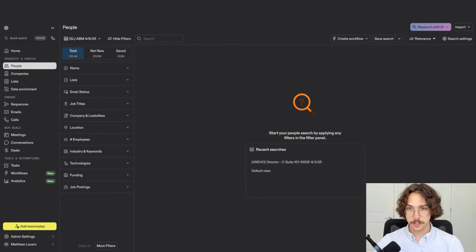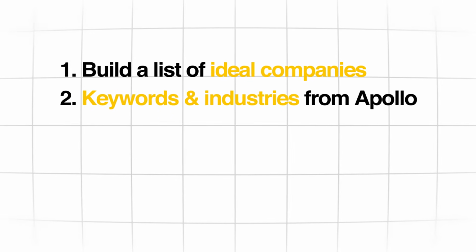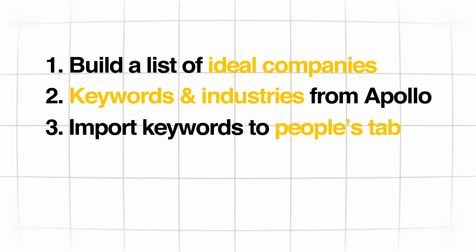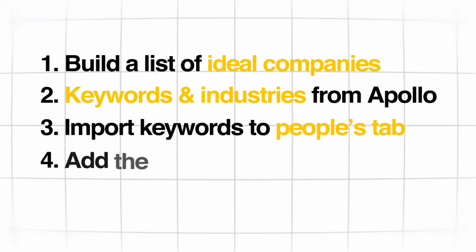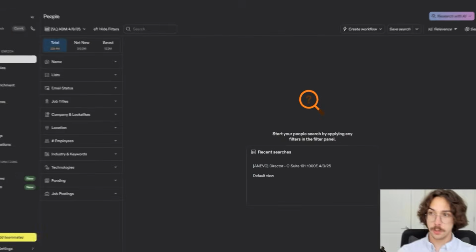I'm just going to kick things off. I'm going to read through the steps really quickly. Don't worry if you don't understand them. I'm going to show them step by step, and we're going to do an example of actually building this list. So step 1, we're going to build a list of ideal companies. Step 2, we're going to write down their keywords and industries from Apollo. Step 3, we're going to input the keywords and industries into the people's tab. Then we're going to add in all the other criteria. In step 5, finally, we're going to check for quality. So let's do an example of this.